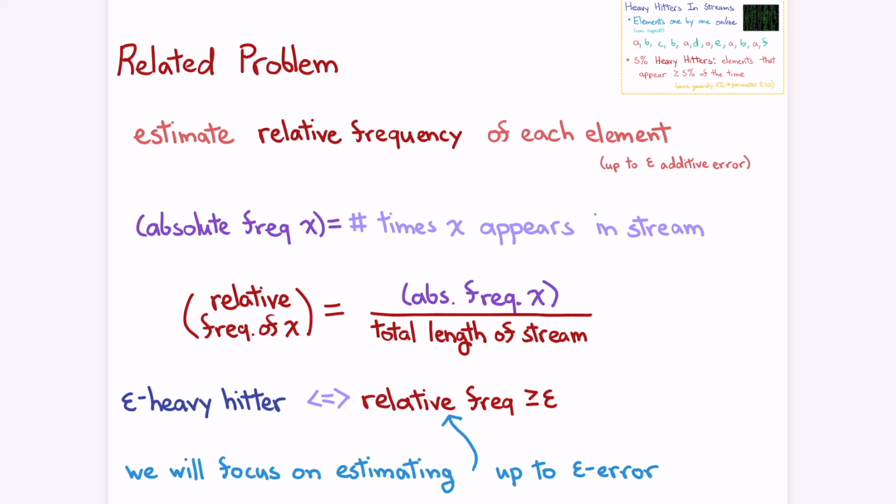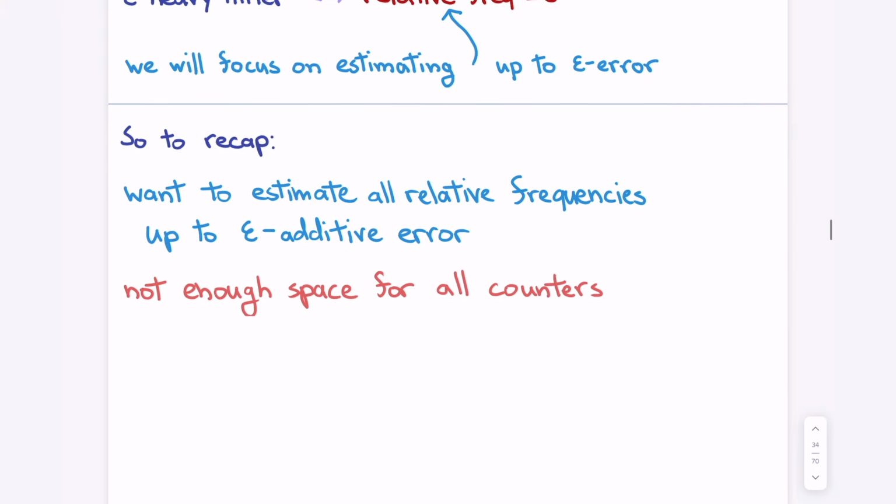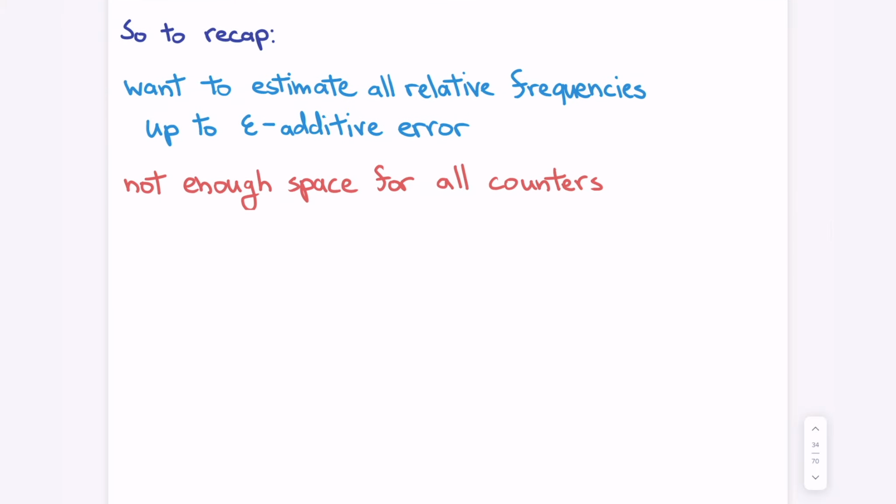Yeah. Good. All right. So you want to estimate all the relative frequencies up to epsilon additive error. The relative frequency is some number between 0 and 1, right? And you can be off by epsilon. But of course, you don't have space to maintain all the counters. What's the saving grace? So we are going to maintain an estimate for every single element. Of course, I don't have room for all of that to do it exactly.